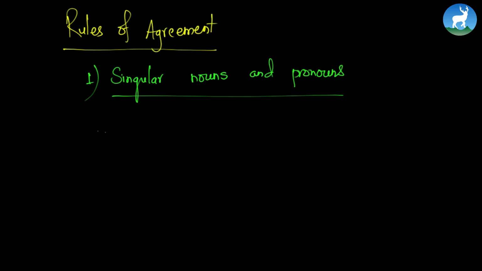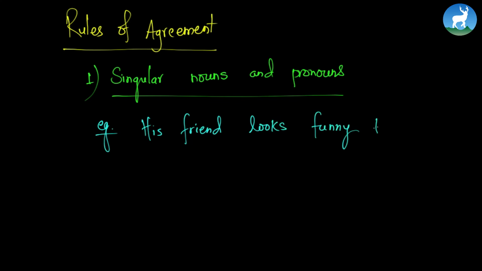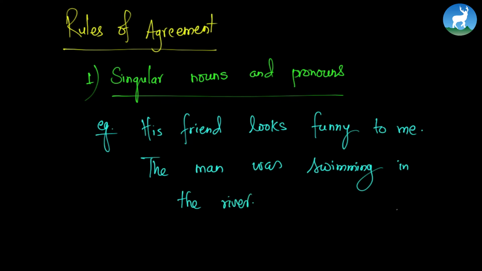The first one is singular nouns and pronouns. For example, his friend looks funny to me. Another example, the man was swimming in the river. Let's study these examples. His friend is a singular pronoun, so it takes a singular verb. The man is a singular noun, so it takes the singular verb.